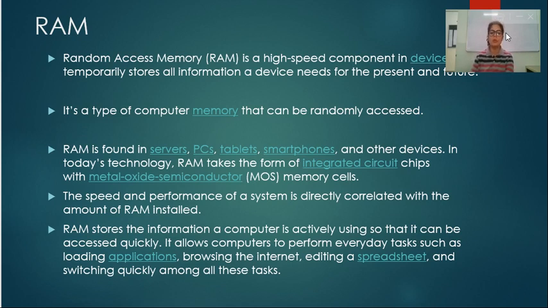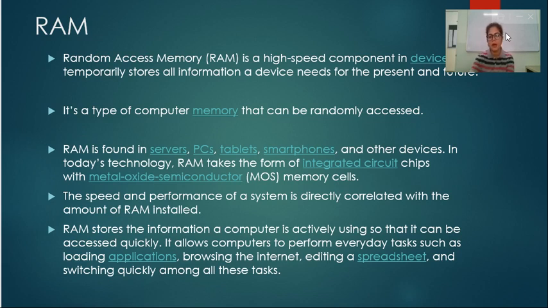RAM is found in servers, PCs, tablets, smartphones and many other devices. In today's technology, RAM takes the form of IC chips with metal oxide semiconductors, and we also call them MOS memory cells. In the last lecture, we studied different families, where we studied CMOS, NMOS, PMOS. They are very closely related to this technology. The speed and the performance of a system is directly correlated with the amount of RAM installed. The speed and performance are directly proportional to the size of the RAM. I hope you all know this.